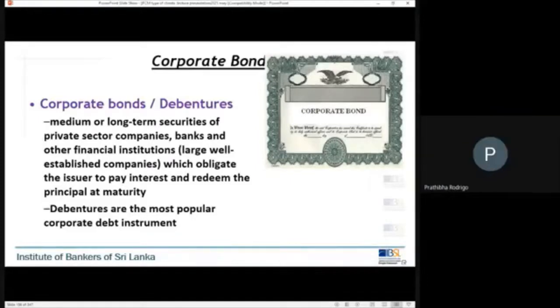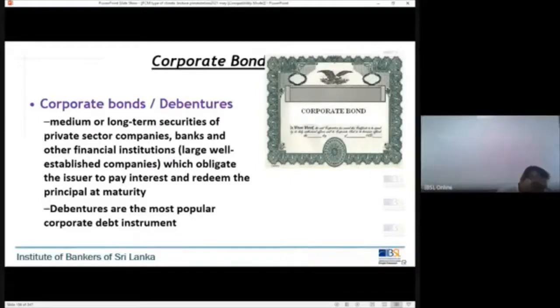Treasury bonds are gilt-edged securities. Those are gilt-edged, guaranteed by the government. That is the important point. Those are gilt-edged securities issued by the government.